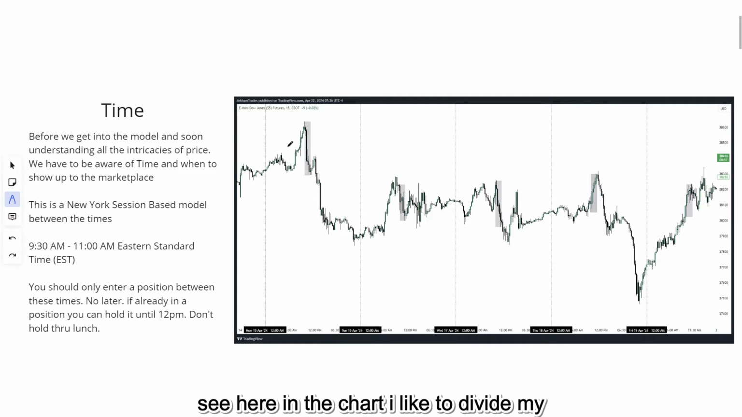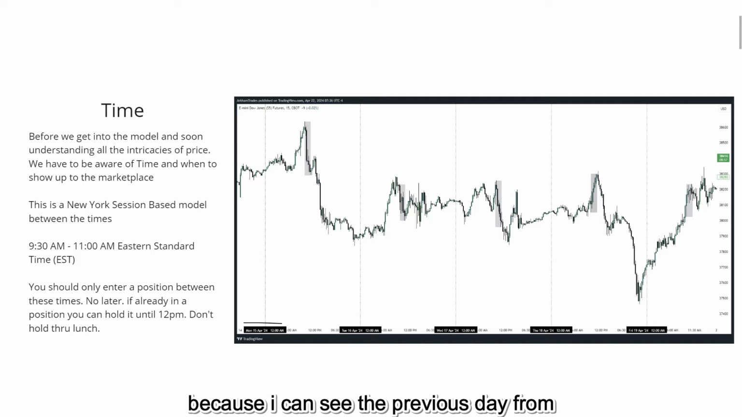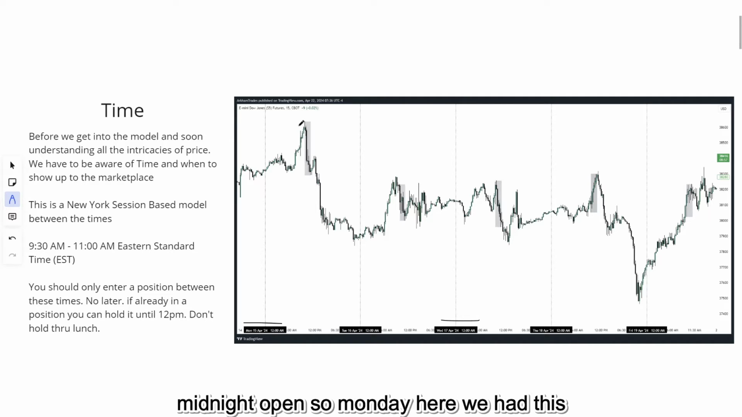As you can see here in the chart, I like to divide my days at 12 a.m. EST. So 12 a.m. EST, I have my vertical line divider for Monday, Tuesday, Wednesday, Thursday, and Friday. This just makes it a lot clearer for me when I'm forming my bias because I can see the previous day from midnight open. So Monday here, we had this morning session expansion.